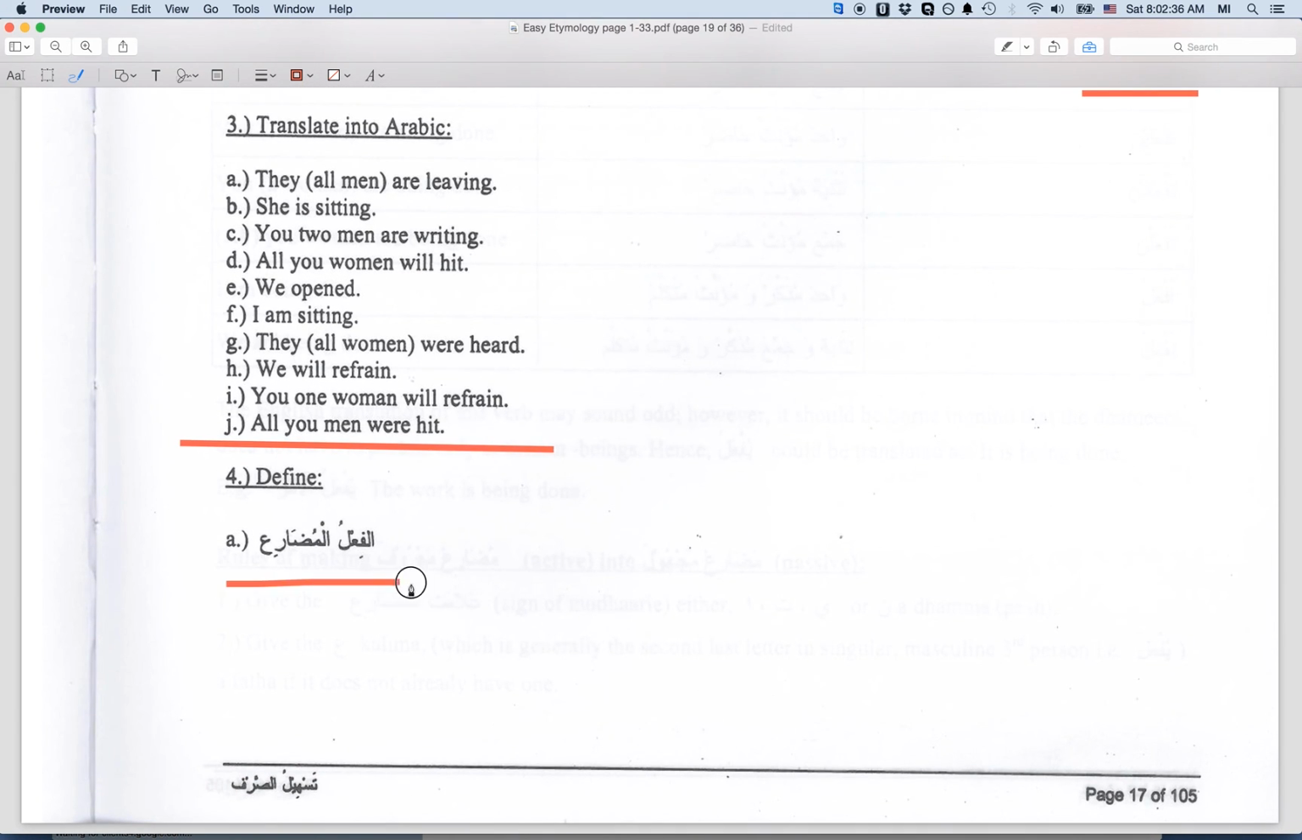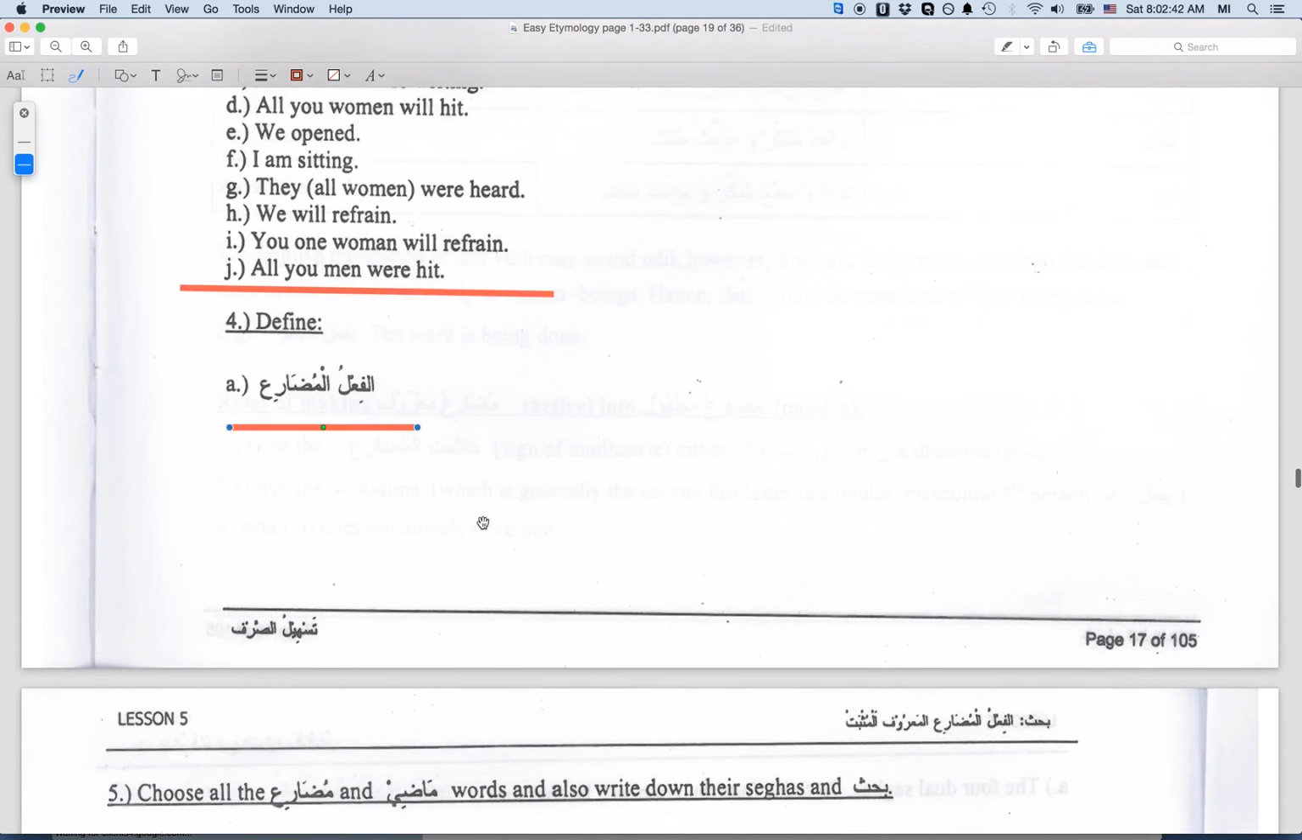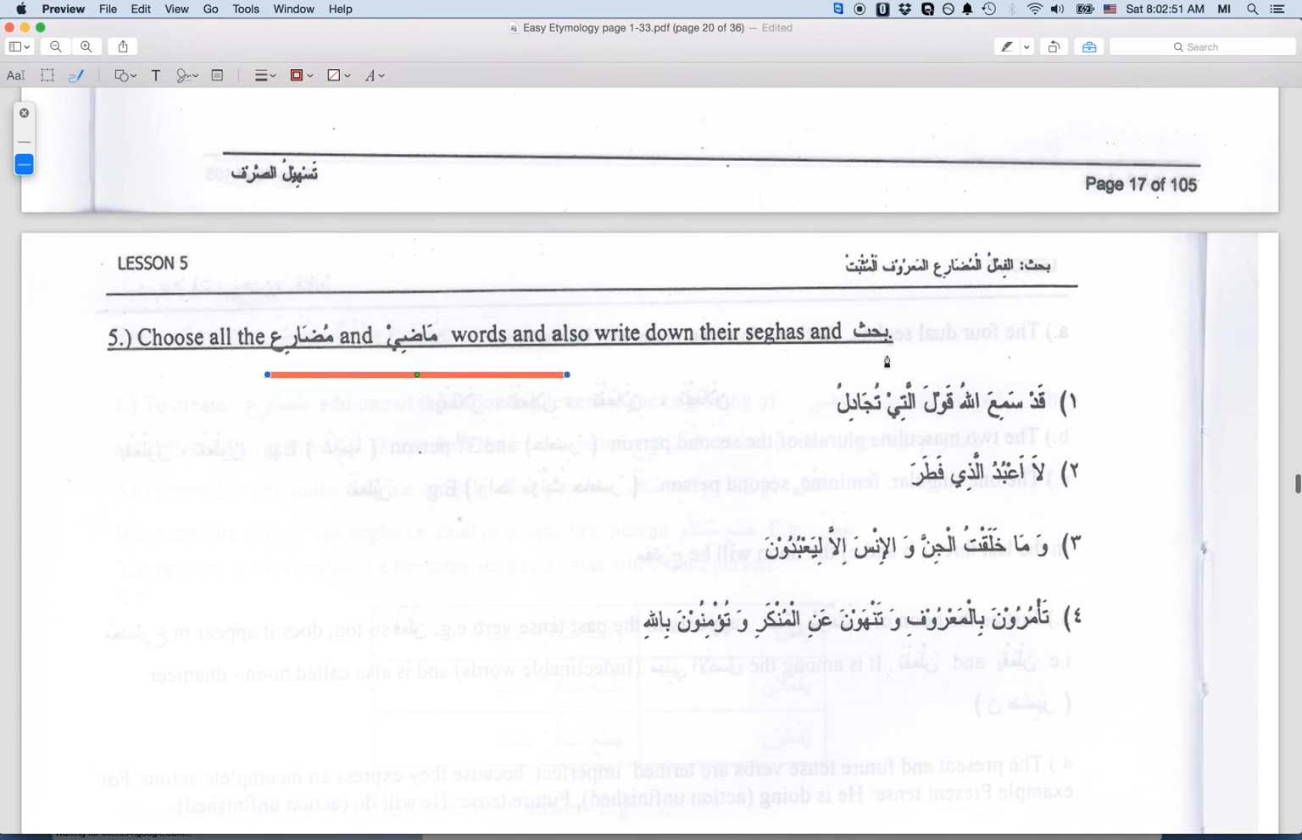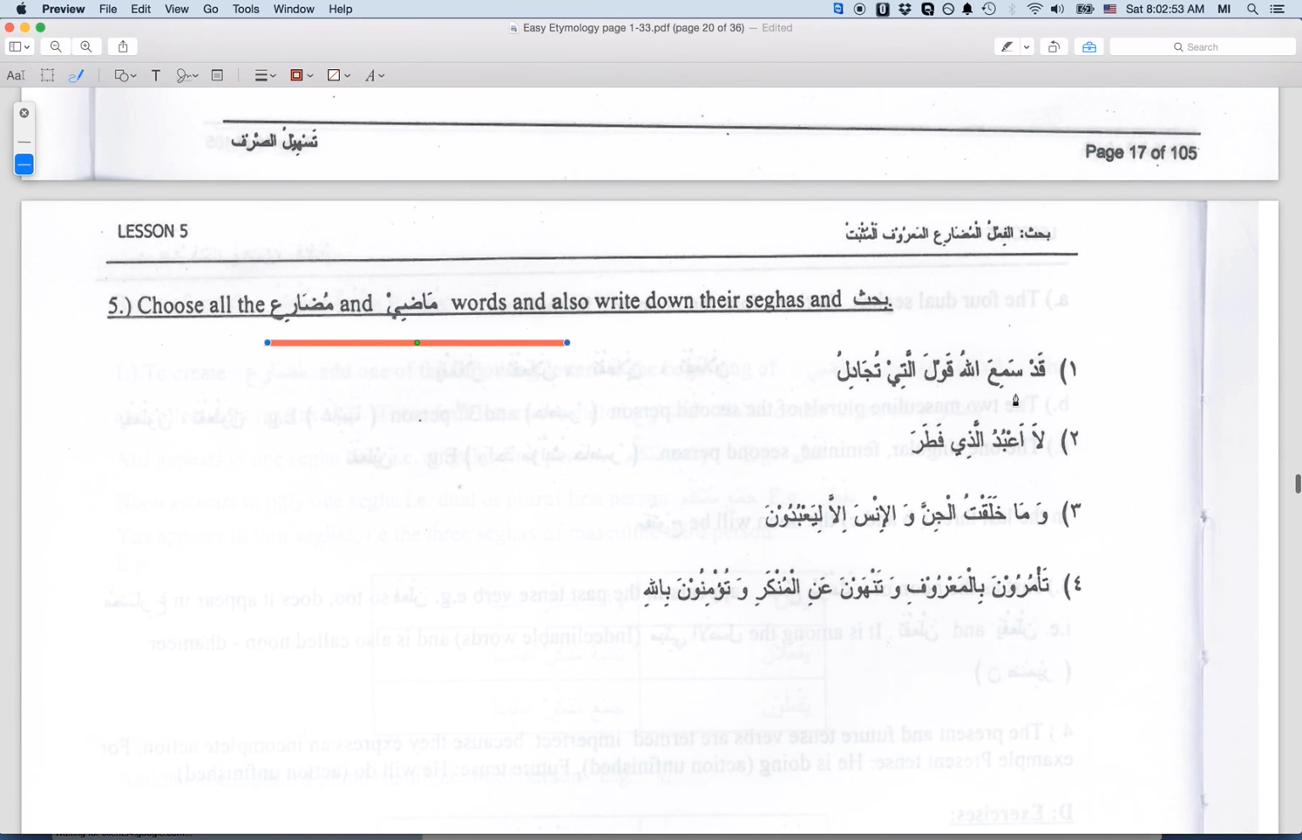Define. Al-fi'l al-mudari. It's a present or future tense. That's fi'l al-mudari. Number 5. There's more. Choose all the mudari and madi words and also write down their siga and bahas. That's a lot, buddy. Bismillahirrahmanirrahim. A'udhu billahi minash shaitanir rajim. These are from the Quran also.